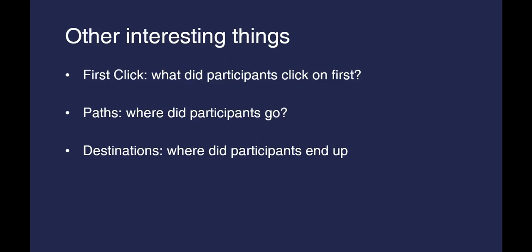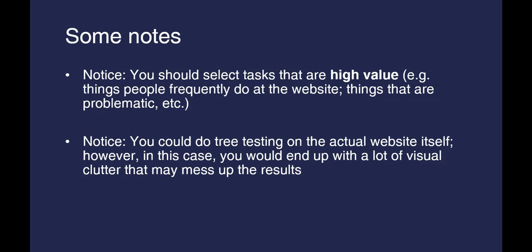Other interesting things, which I've already talked a little bit about: first click, what did participants click on first? The paths, where did they go? Destinations, where did the participants actually end up in the end? Some notes: you should try to select tasks that are high value, in other words, things people frequently do at the website and things that are problematic.